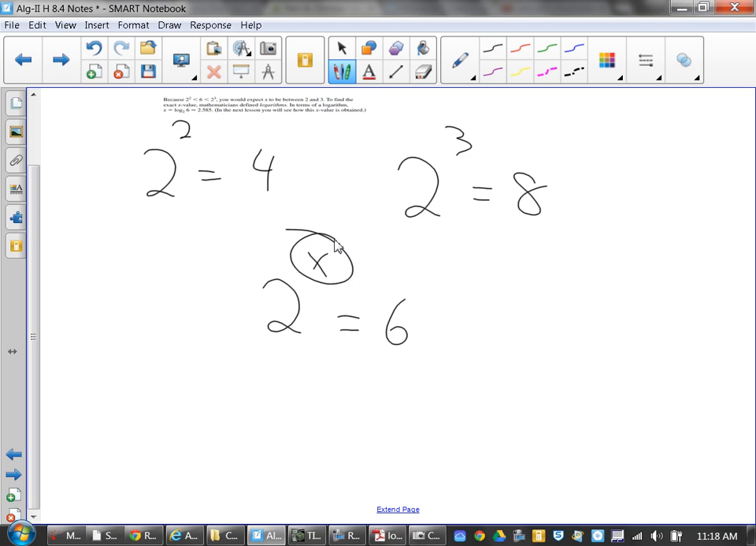Right now, this is written in what we would call exponent form. 2 is the base. That's my exponent. Do you agree on that? Yes. In order for us to solve this, we need to get this exponent out of the exponent. So we take the log of that. This is the x.